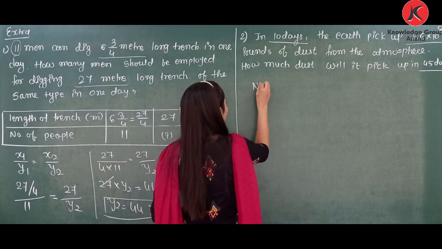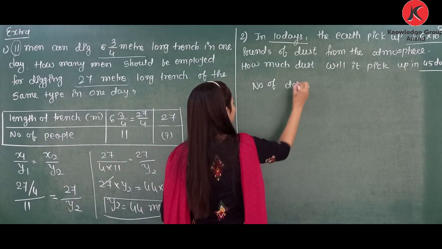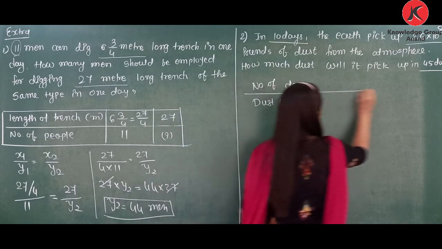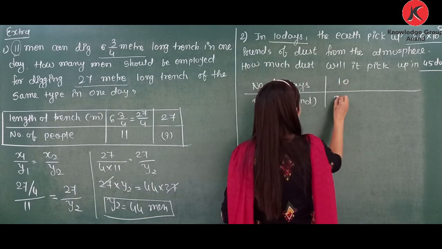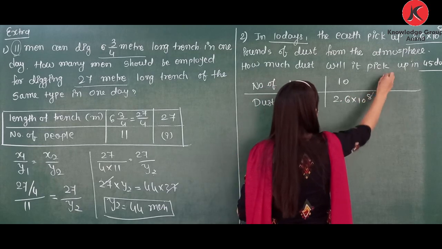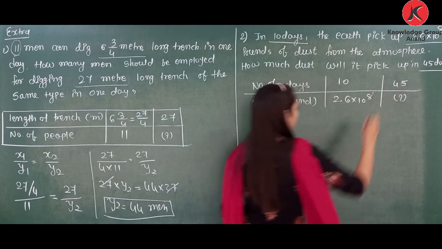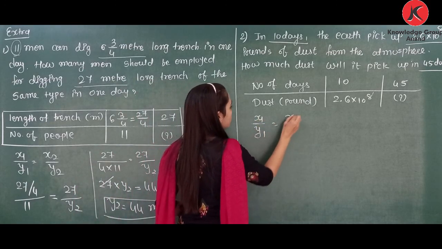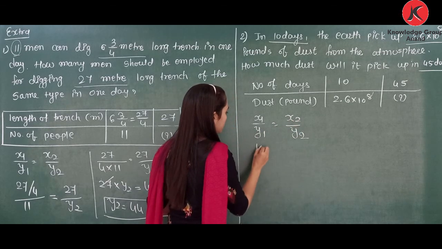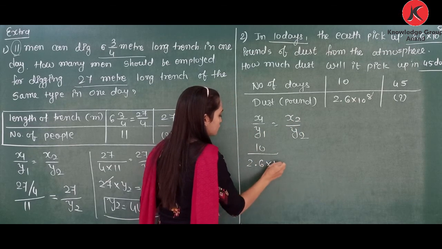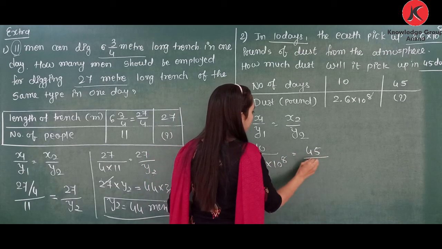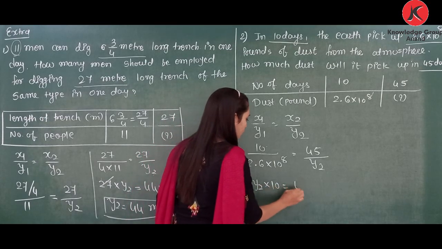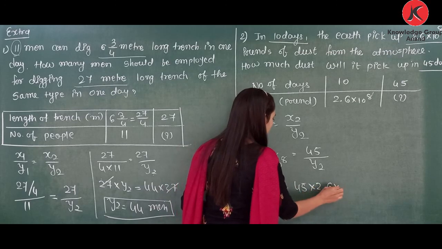So we can write number of days and dust, that is in pounds. So for 10 days, dust is 2.6 into 10 raised to 8 pounds. So for 45 days, how much dust will there be? So x1 divided by y1 is equal to x2 divided by y2. 2.6 into 10 raised to 8 is equal to 45 divided by y2. Then y2 will be in a multiplication with 10. 45 multiplied by 2.6 into 10 raised to 8.